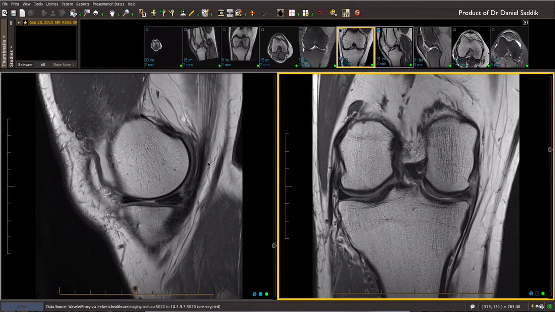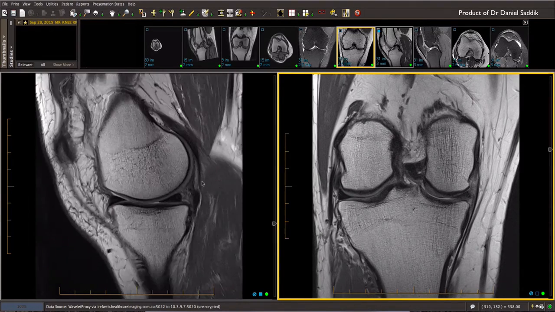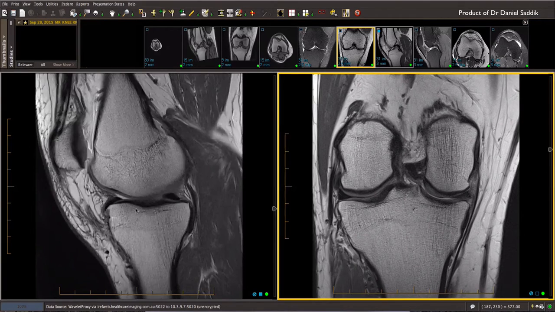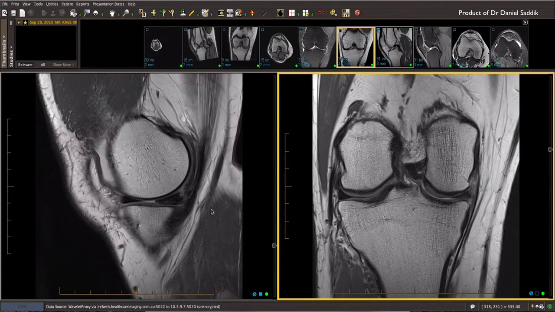Sometimes the meniscal tear may only be seen on a coronal or even just an axial cut, but that's much less common. So let's have a look at this patient's menisci. We'll start off. Here we have the medial meniscus. We normally expect the posterior horn of the medial meniscus to be larger than the anterior horn. And if that's not the case, we have to ask ourselves why.